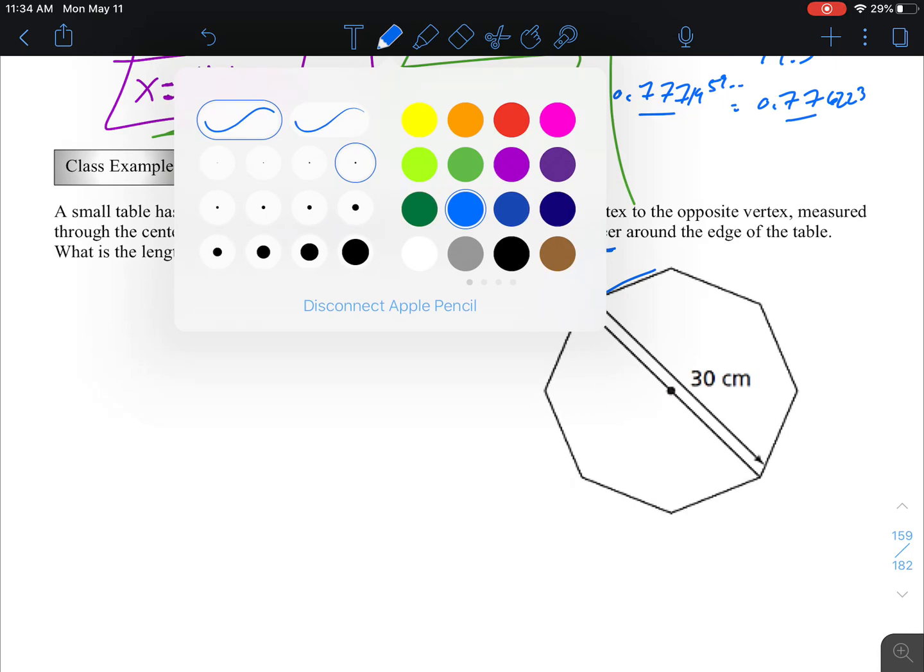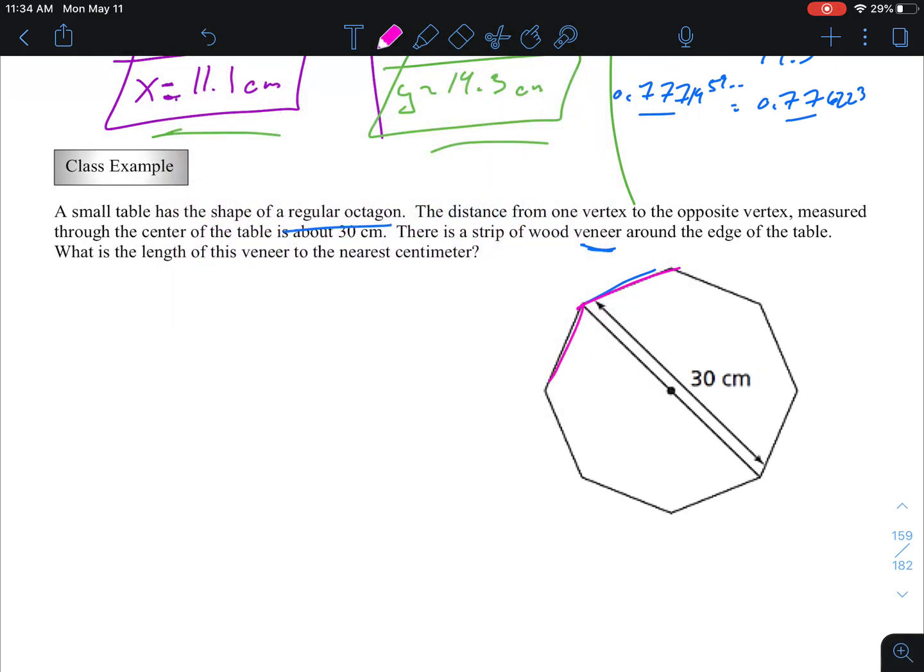Well, again, if this veneer goes along all the edges of this table, what about this shape are we trying to calculate? Well, this whole distance along the whole outside of the shape is the perimeter. What do we got here? 1, 2, 3, 4, 5, 6, 7, 8. Yeah, sorry, the perimeter around this octagon.